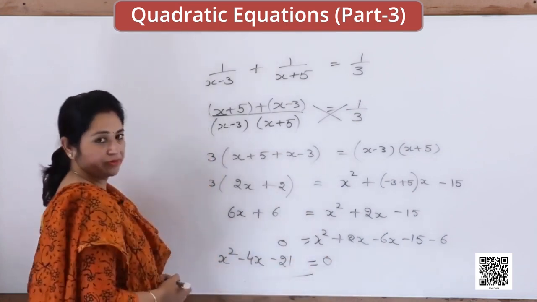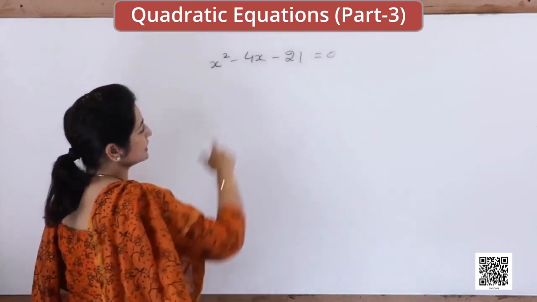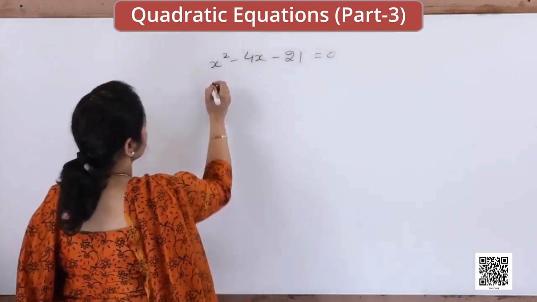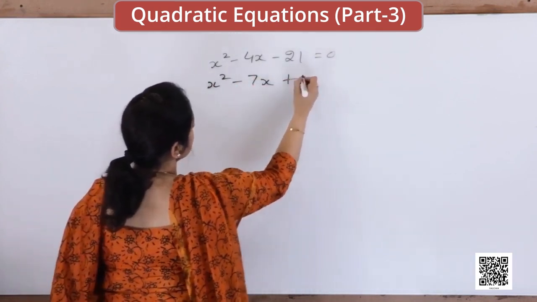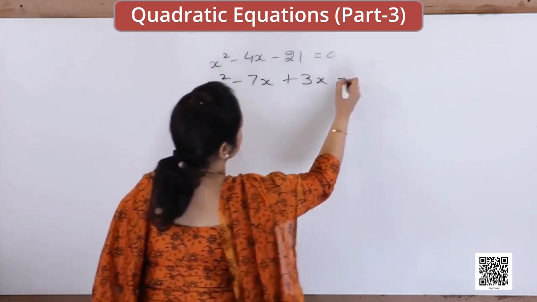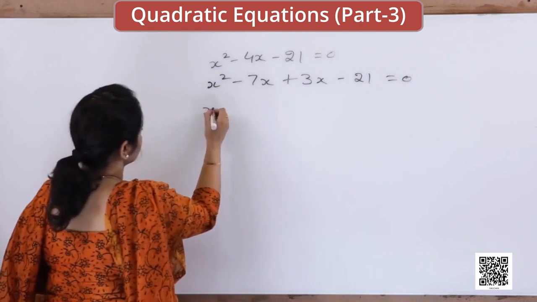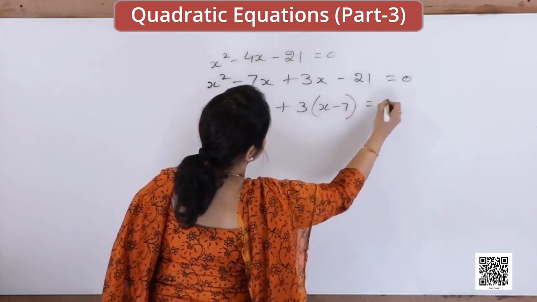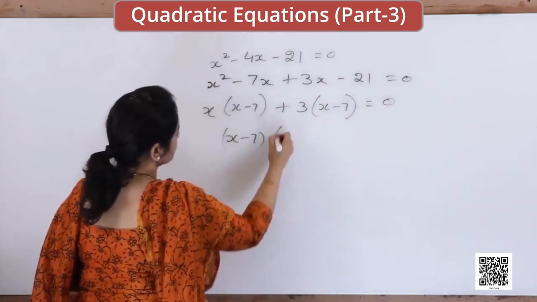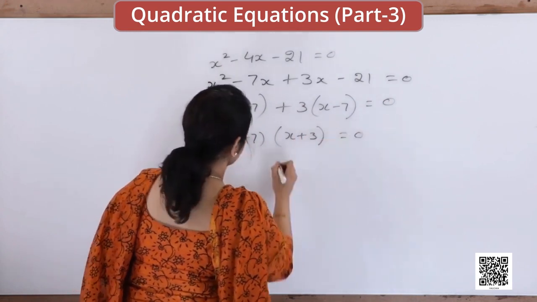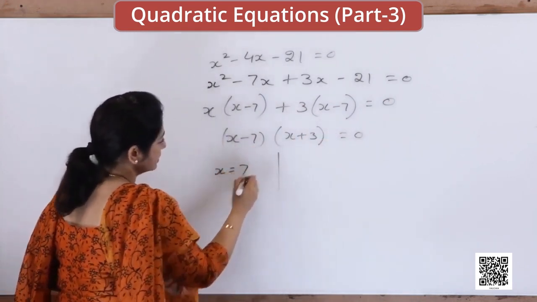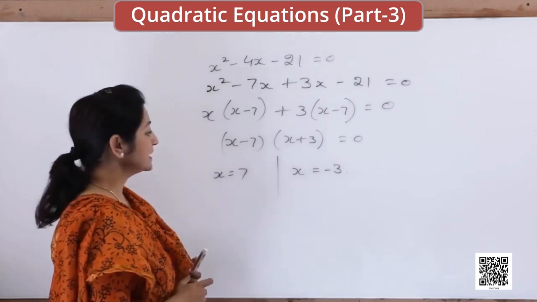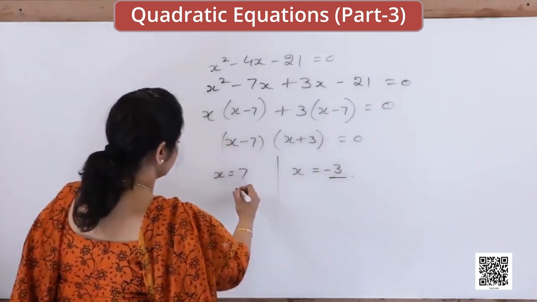Now we can simply solve it. Now to solve this, we need the factors of 21. We know 7 3s are 21. So we can write minus 7x plus 3x. X square minus 7x plus 3x will give us minus 4x, then minus 21 equals to 0. X common, so x minus 7 in the bracket, plus 3 common, x minus 7 here, equals to 0. X minus 7 multiplied by x plus 3 equals to 0. Now if this is 0, then x equals to 7, and here x is equal to minus 3. Now the age cannot be in negative years, so our answer will be this.